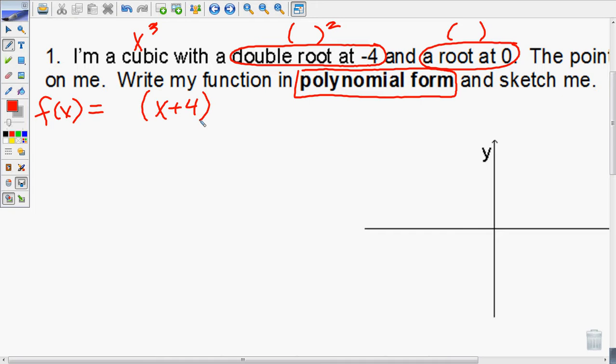Okay? And then we know that it had to be what? Squared, because it's a double root. Okay? If my root is 0, what did my factor have to be? It just had to be x, right? Because x equals 0.